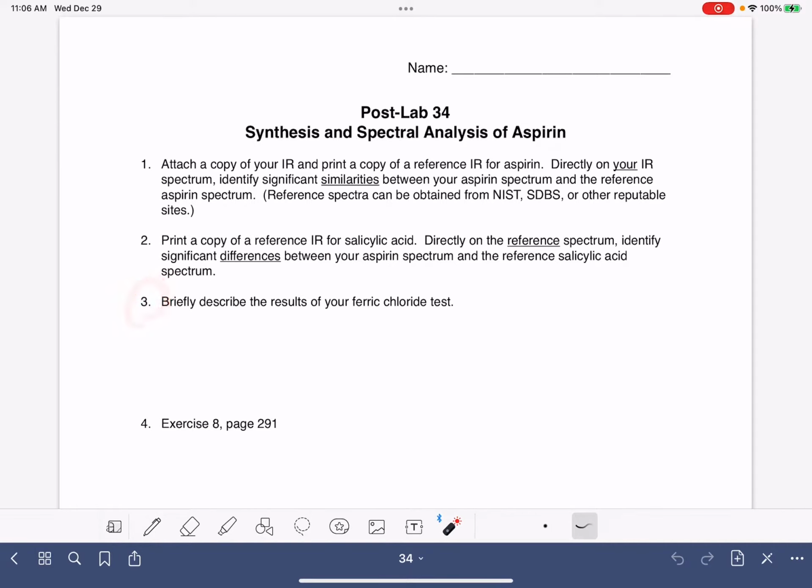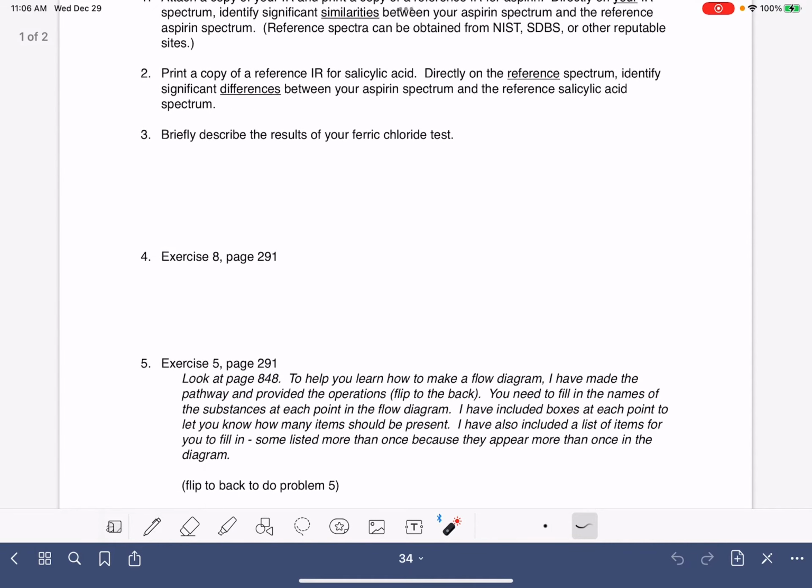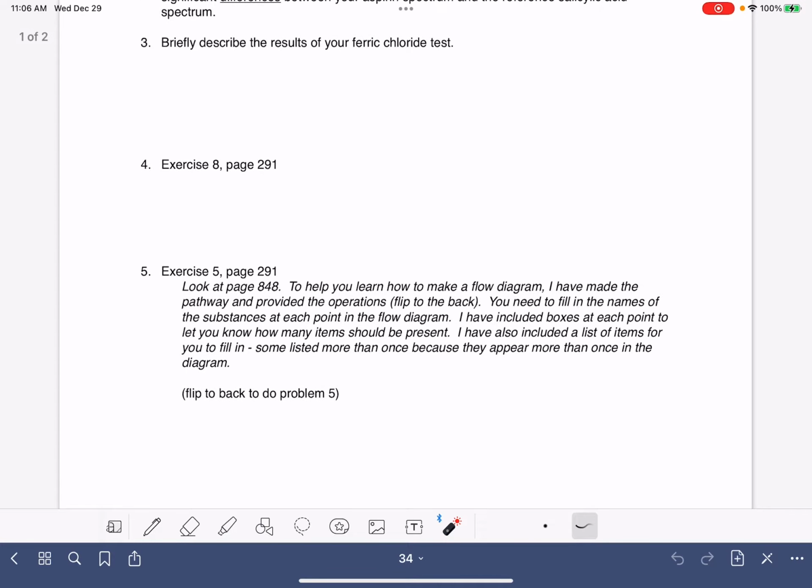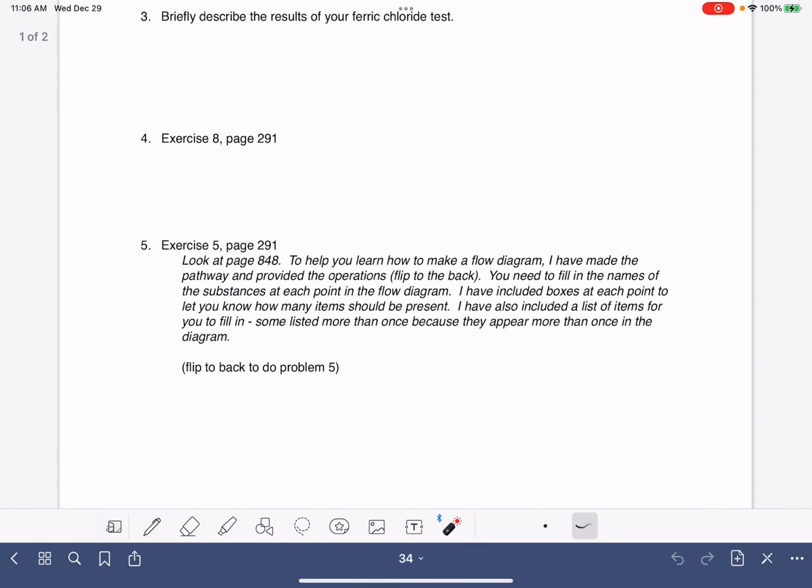Question number 3, describe the results of the ferric chloride test. This is just describing what it visually looked like to you and what that meant. Question number 4, exercise 8 from your textbook, is asking you to compare aspirin versus salicylic acid in terms of which one is the stronger of the two.